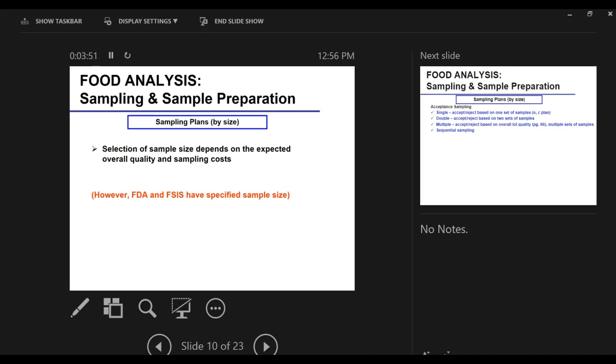So, for example, the FDA and FSIS for nutrition labeling require composite sampling, and I'll talk about this later. But composite sampling means that they require you to pull out 12 samples randomly from your population, at least 12 samples, and you combine them, hence the composite sampling. Then from there you take 6 replications. So this is required by these agencies.